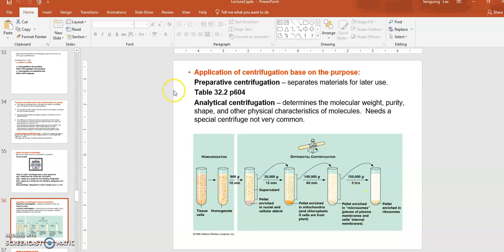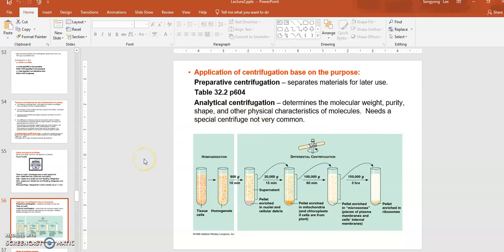Okay, makes sense? And analytical centrifugation is where you can also determine the molecular weight, purity, shape, and other physical characteristics of molecules using centrifugation. It depends on the molecular weight and the size, their sedimentation S value may be different, so you can measure the S value. So that's what analytical centrifugation is.